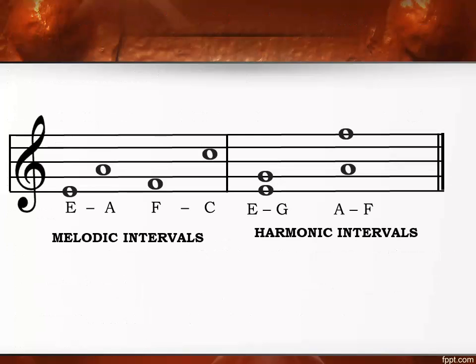Now, from the diagram you are seeing, the E to A, the way it is written, when you see notes written like this, it shows this is a melodic interval, or linear or horizontal interval. When it is written like this, it is melodic, but when it is written like this, it is harmonic. Meaning they are going to be sounded together, simultaneously. So this is how to get the melodic intervals and the harmonic intervals.